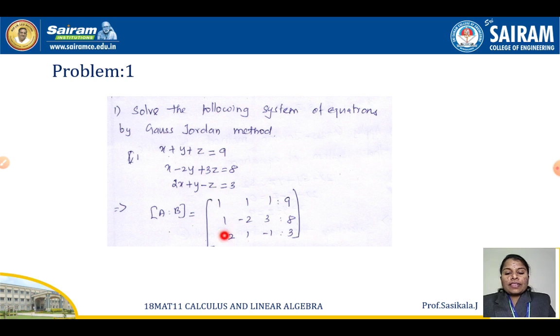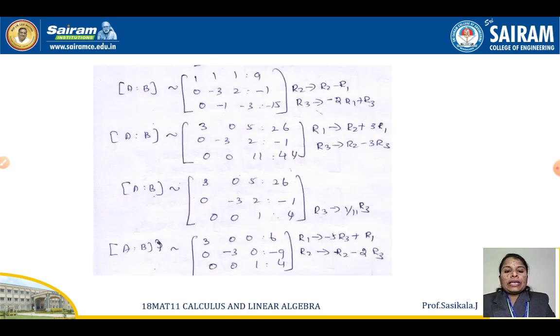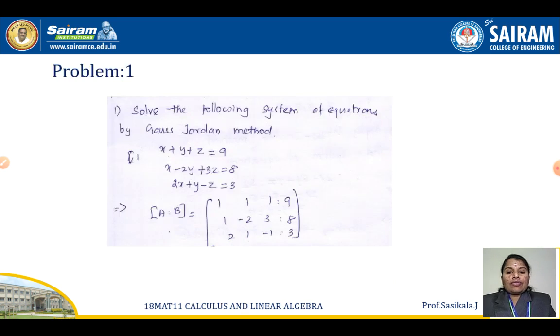When it comes to the third row, I have a 2 here. To make the third row first element 0, I need a minus 2. So use your first row: completely multiply it by 2 and subtract from your R3. So R3 becomes R3 minus 2 times R1. Multiplying by 2, here it will be 2, 2, 2, 18.